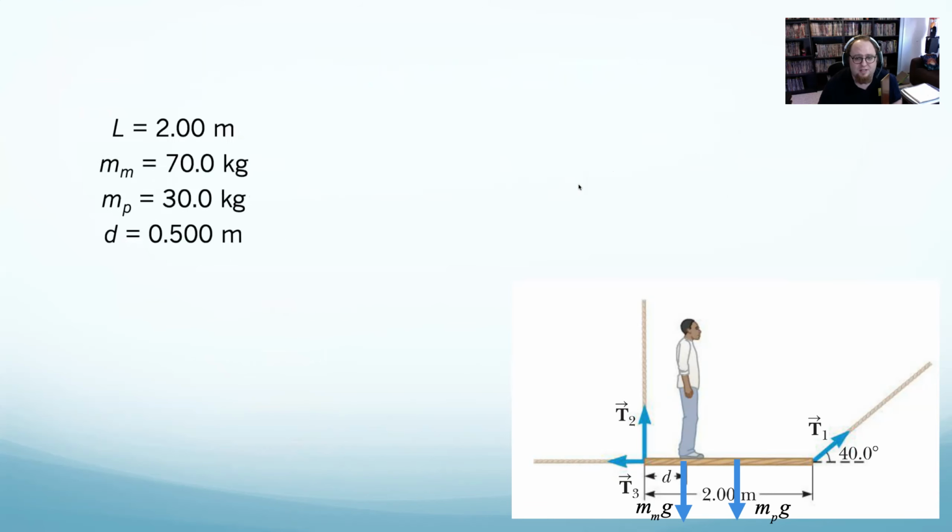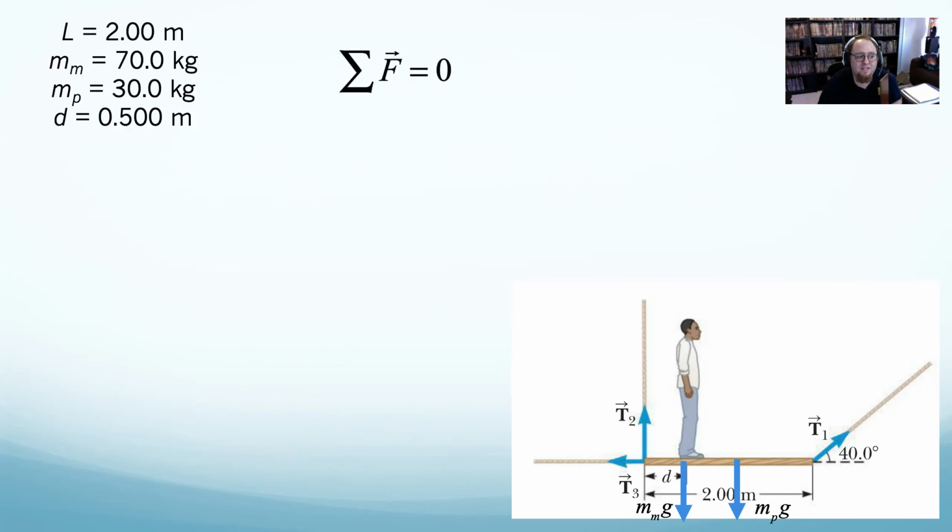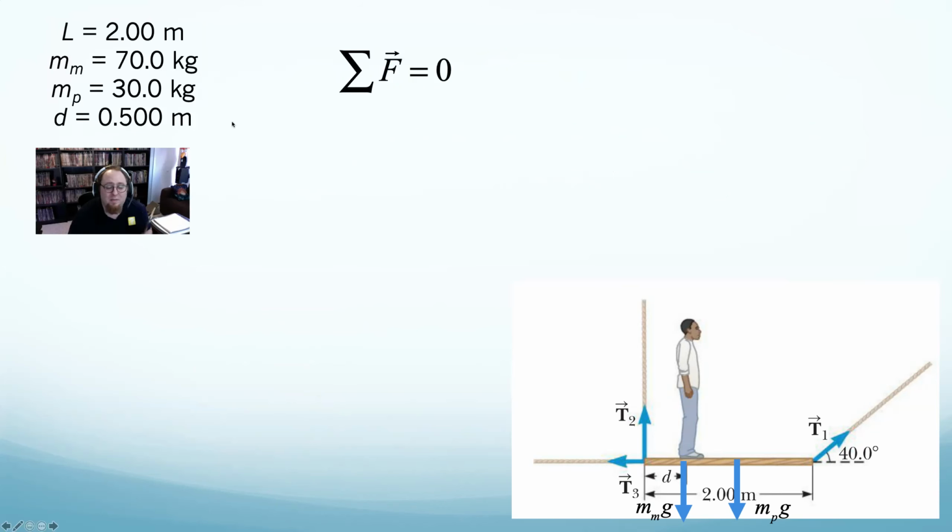So let's look at solving this. If this is not moving, I know equilibrium. Equilibrium means the sum of forces is 0. But that's really 2 equations. The sum of forces in x equals 0. The sum of forces in y equals 0.